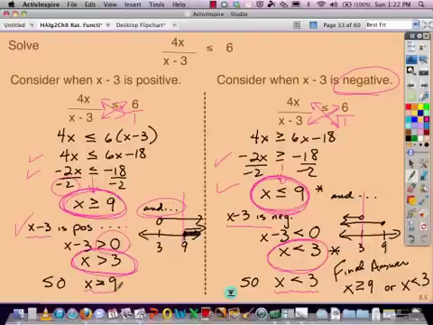So as we say here, that final answer has to consider both of those things, and that's what you're seeing down here. Okay? So that would be a little different look, but it uses the same process as we used. You just have to remember, solve it once for the denominator being positive and once for the denominator being negative.